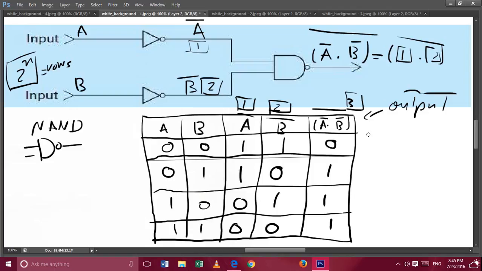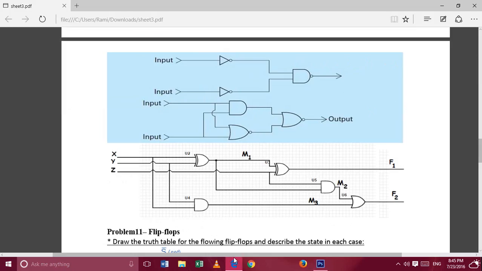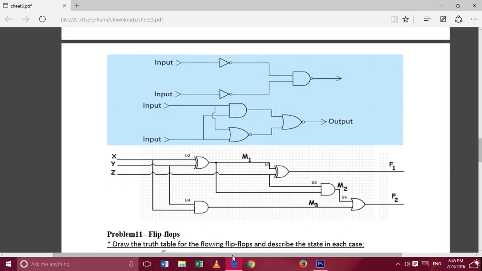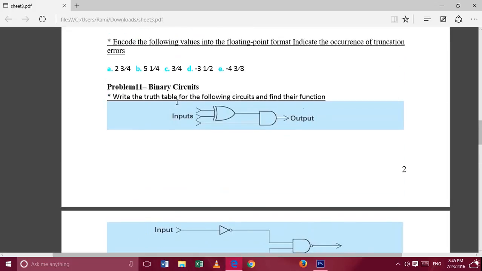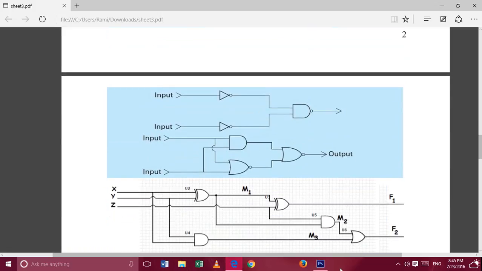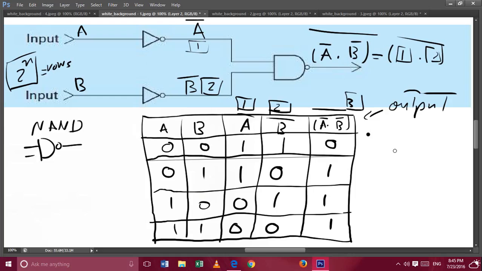And if you look at this, this is the output, because if we go back to the sheet, here it says write the truth table for the following circuits and find their functions. So we need to find the function. We said the function is the relationship between the output, which is this column, and the input, which is those two columns.